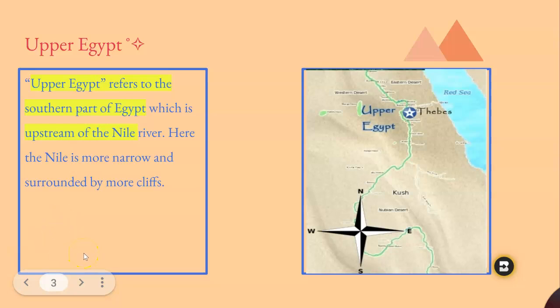So our next slide, Miss Briz, would you mind reading this one since I've been yapping a lot here? Okay, so Upper Egypt refers to the southern part of Egypt, which is upstream of the Nile River. Here, the Nile is more narrow and surrounded by more caves. Thank you. So please go ahead and get this typed into your grapes chart. This should be, I guess, number 4?